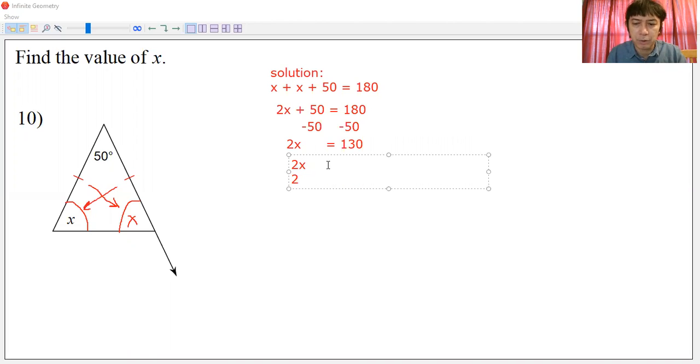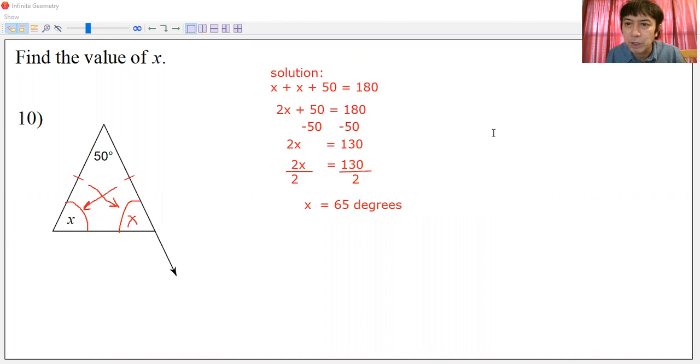That will be equals 130 also divided by 2, like this. And we put the division symbol, this is divide, also this is divide. So 2x equals 130. If you divide the left side, you divide the right side, and we find the answer 65. x is equal to 65 degrees. That's the value of the unknown angle.